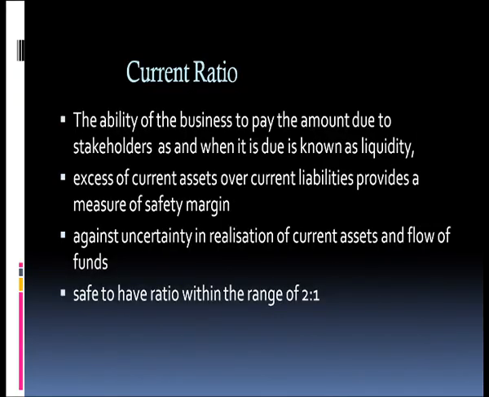So, current ratio is the ability of the business to pay the amount due to stakeholders in the short run, which are short term obligations, as and when they are due, and that is known as liquidity for the firm. It is an excess of current assets over current liabilities. So, we would always want our current assets to be higher than the current liabilities, but we must always remember there are exceptions.